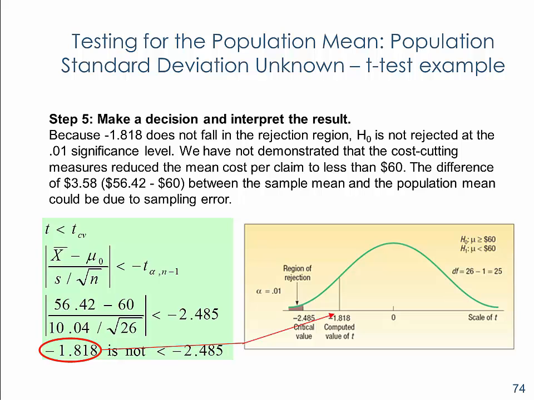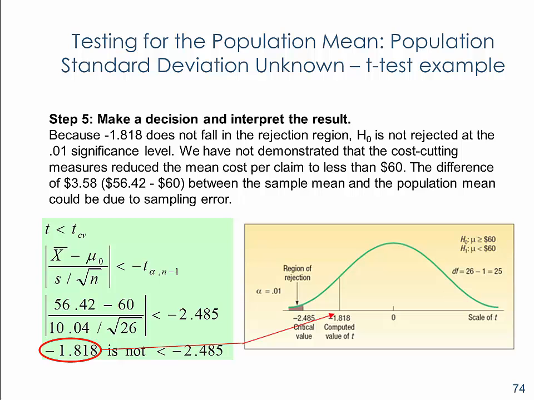The difference of $3.58 between the sample mean and the population mean could be due to sampling error.